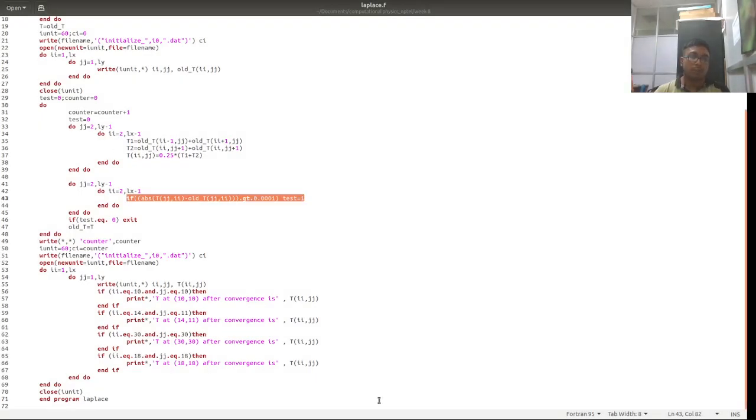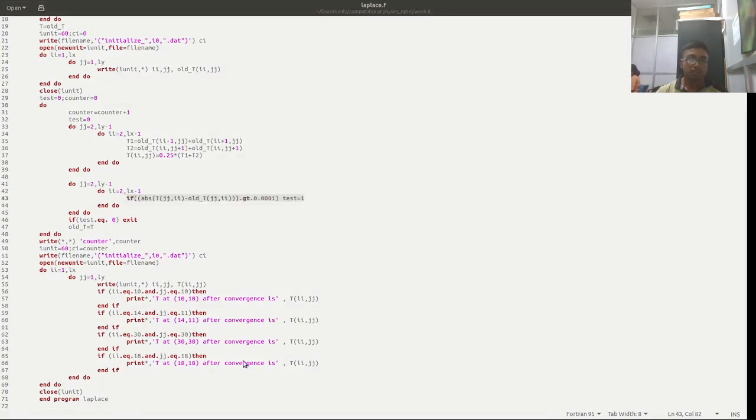Okay, so we have 4 questions in which the lattice point is just changing. All of the questions are the same. We have to estimate the temperature value at 10, 10. That means at a lattice point which has grid coordinates 10, 10, as well as 14, 11, 30, 30, and 18, 18. So we have the code which is understandable till now. So let's move on to the execution part.